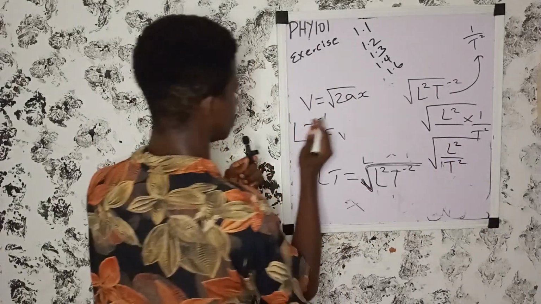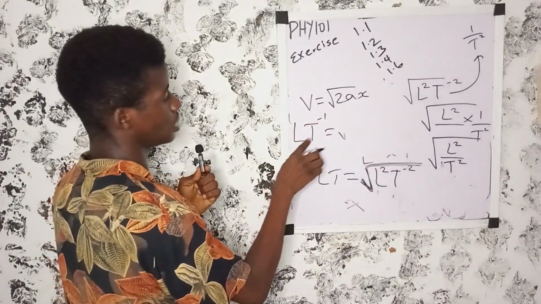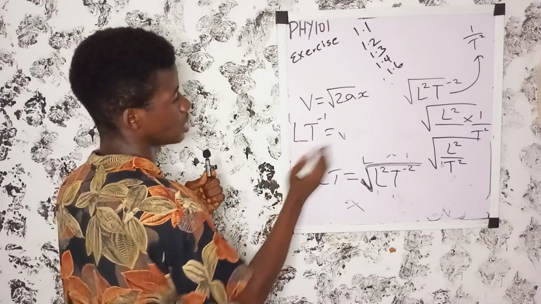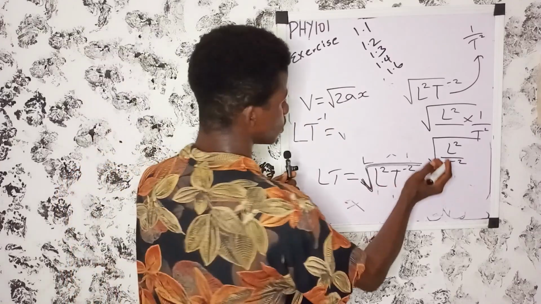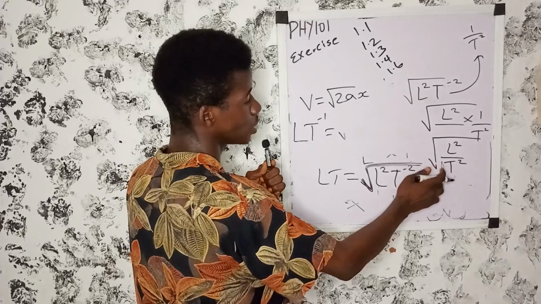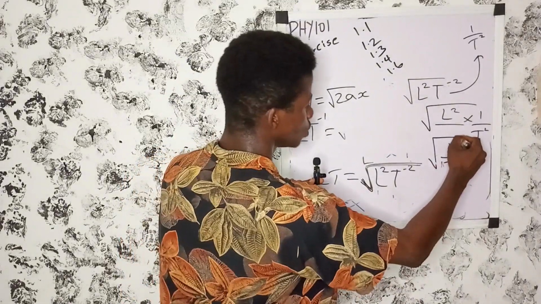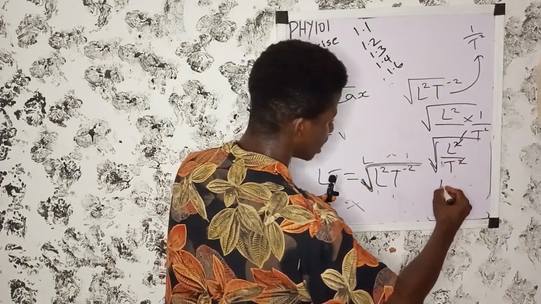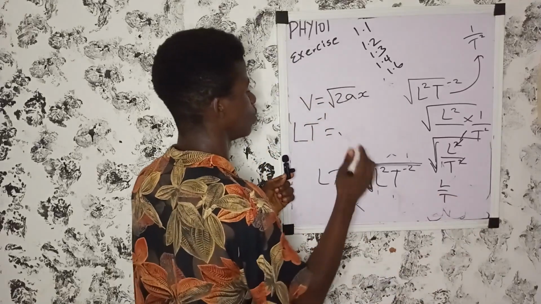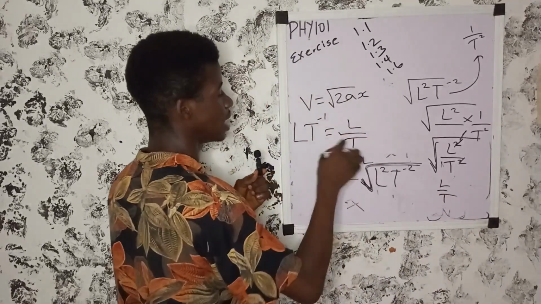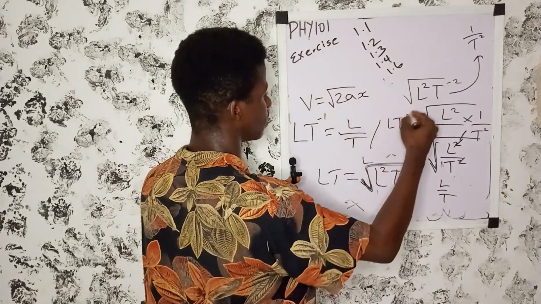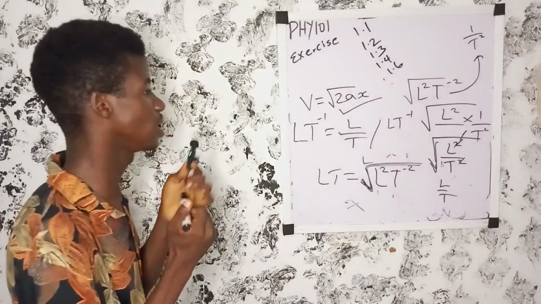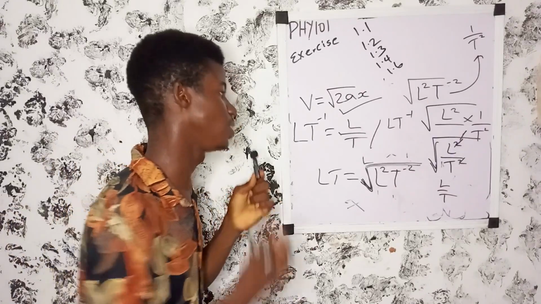Okay, remember the dimension at this side is what? It is LT raised to power minus 1. Dimension on this side is LT raised to power minus 1. Now we are solving for the dimension on this side. Now the square root will cancel the square. The square root will also cancel the square. We'll be left with what? L over T. And L over T is the same thing as what? LT raised to power minus 1. So this equation is dimensionally correct. Yes, this equation is dimensionally correct.